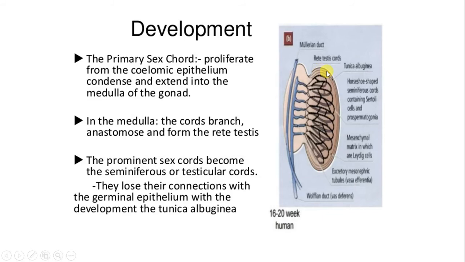Here the tunica albuginea will develop. It will lose connection here. Inside will develop the seminiferous cords, where the primordial germ cells will come. They will branch, and here it will develop into the rete testis, which is then connected to the mesonephric duct.